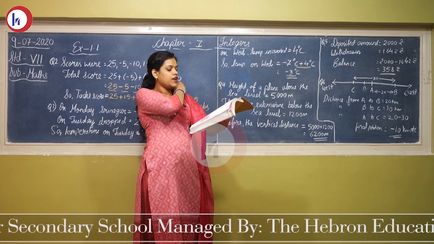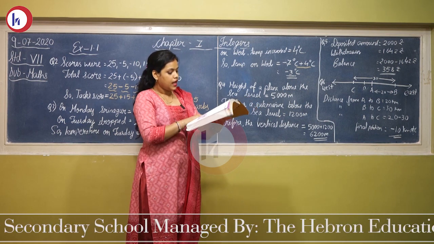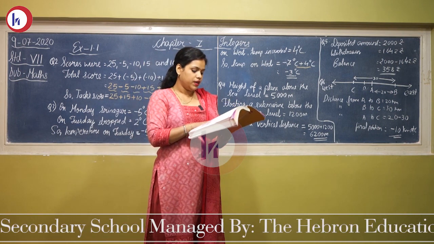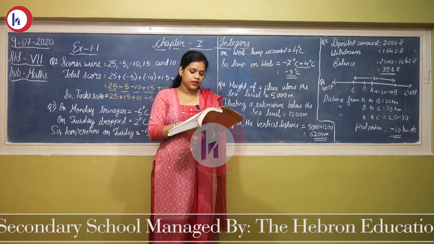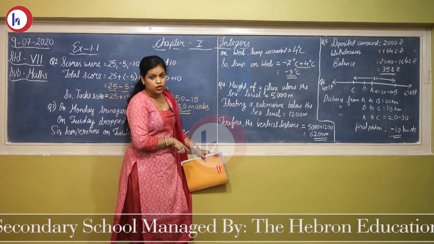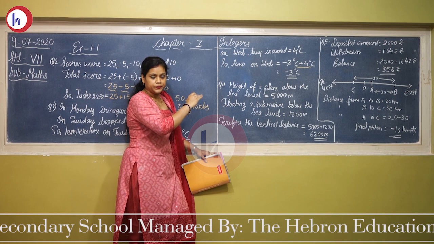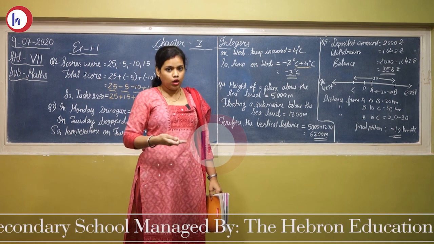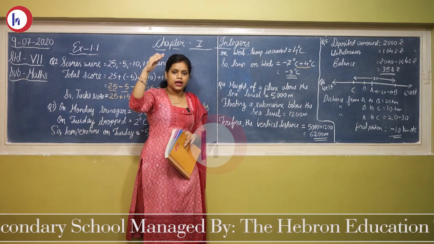A plane is flying at the height of 5,000 meters above the sea level. At a particular point, it is exactly above a submarine floating 1200 meters below the sea level. What is the vertical distance between them? Now here you can see, a picture is also given in your textbook. If you observe, one plane is flying, and one submarine. You know submarines float below or under the water, and the plane is flying in the sky.